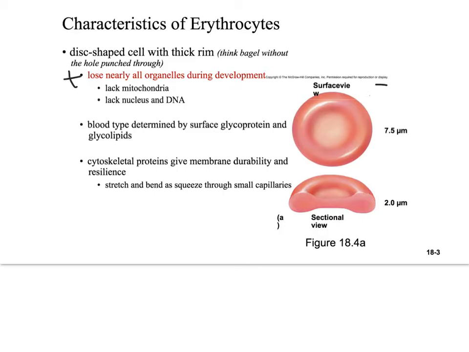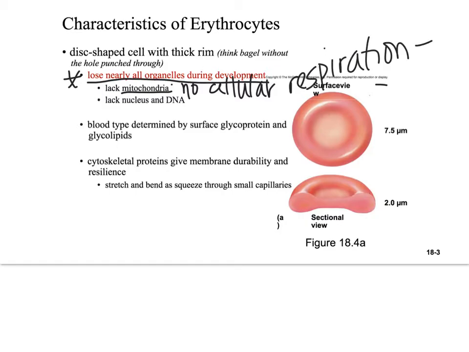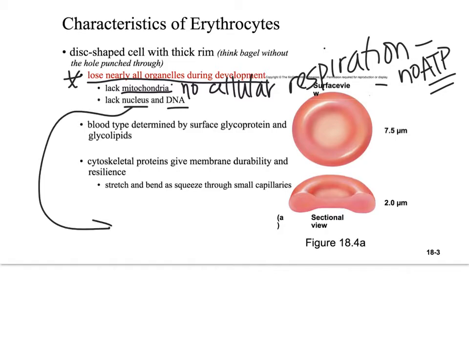Something that makes red blood cells very unique is that as they're developing, they lose almost all their organelles. They don't have any mitochondria, so they have no cellular respiration, and if you don't have cellular respiration, then you have no ATP. They also don't have a nucleus, and they don't have DNA. If you don't have that, then that tells you there's no protein synthesis.